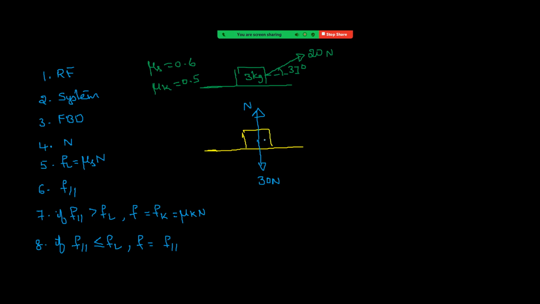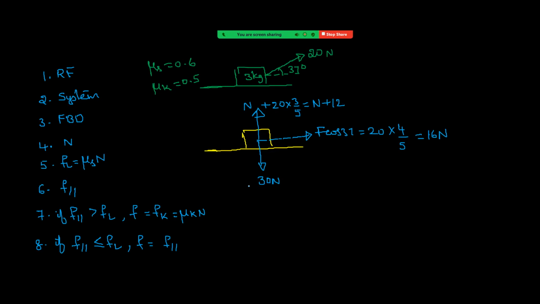Next, for the applied force, take components. This is F cos 37, F value 20, cos 37, 4 by 5, it is now 16. And if you take along vertical, that component is F sin 37, F value 20, sin 37, 3 by 5. This is now becoming how much? 12, right? That is equal to N plus 12.